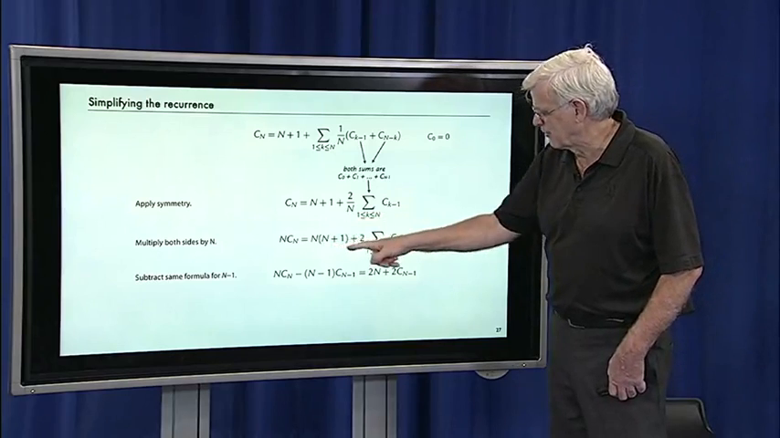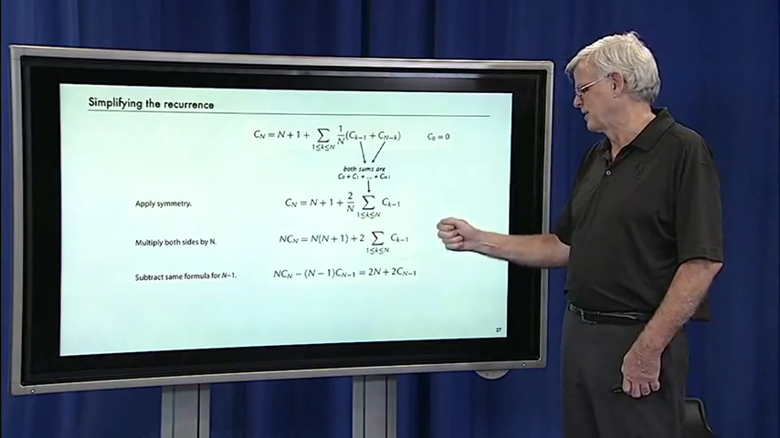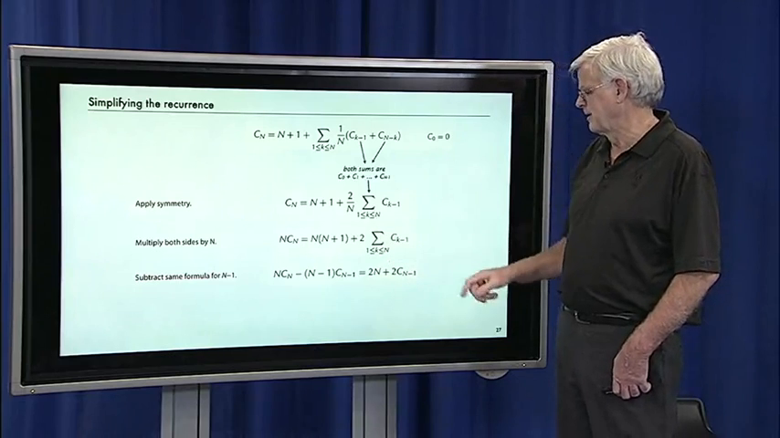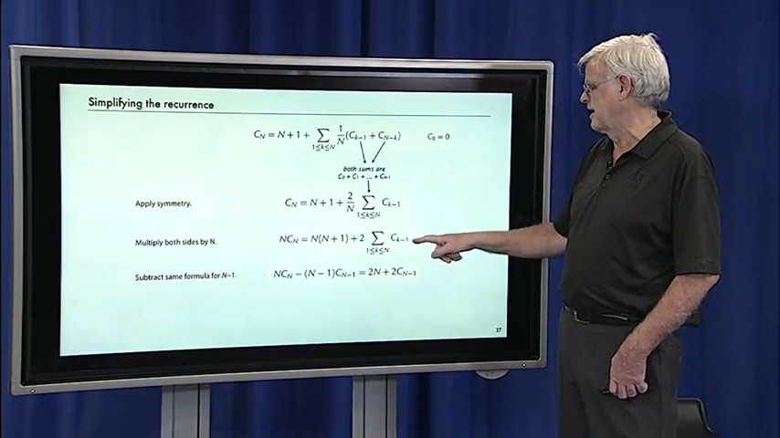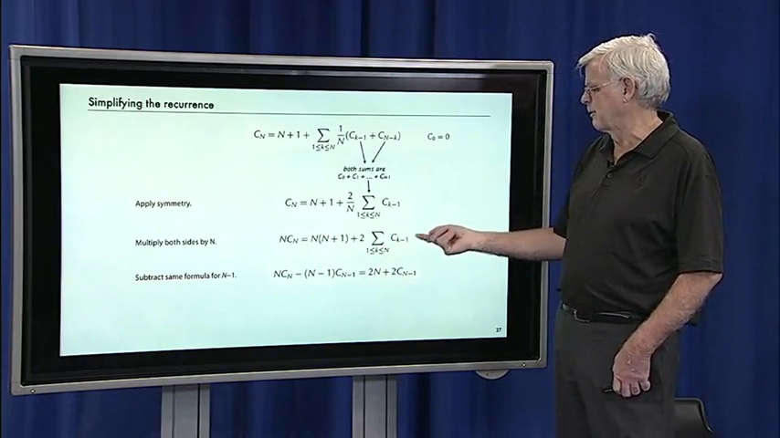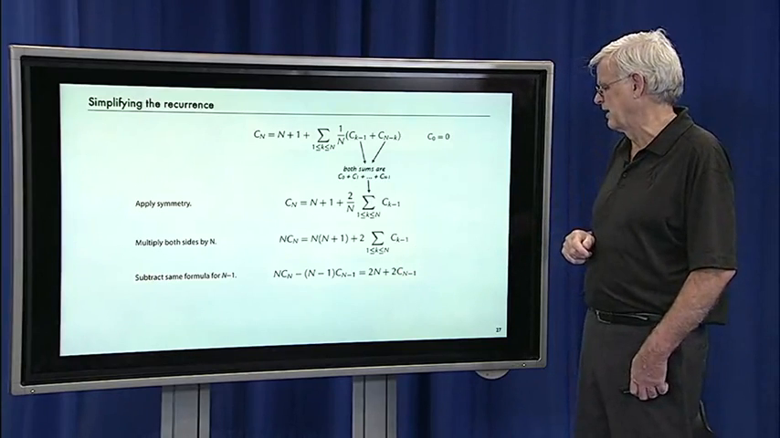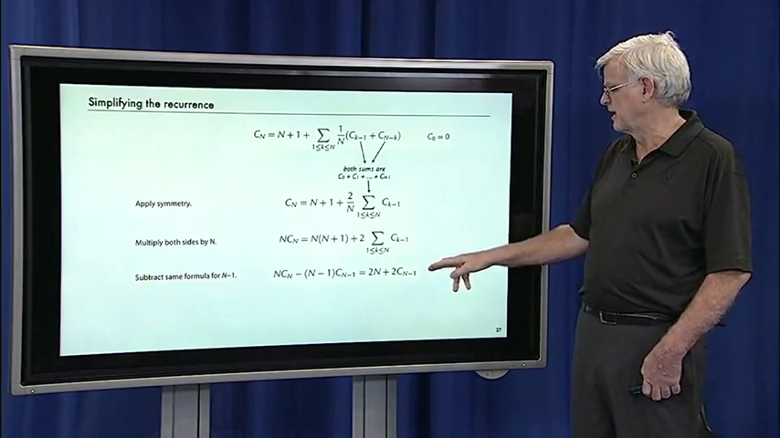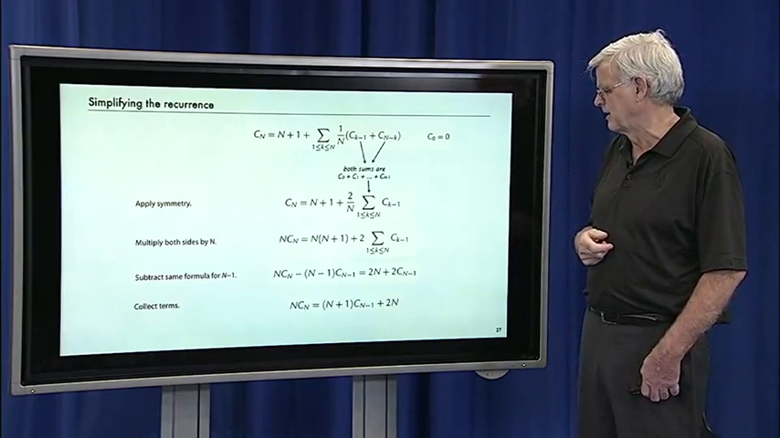And then on the right, the term n times (n minus 1) minus (n minus 1) times n just leaves 2n. So that's a little algebra. The reason we did it is that if you take this formula for n and subtract the same formula for n minus 1, all that's left is just one term on the right, the 2C_(n minus 1). So now we have a recurrence relation that has no sum in it, and that's clearly going to be much simpler to deal with.